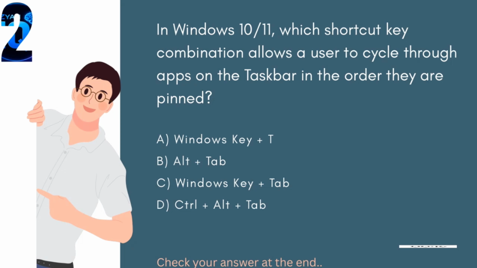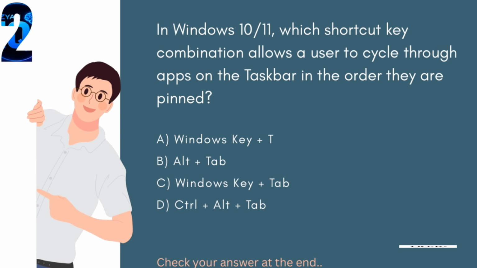Now, let's look at how you can quickly switch between your open apps using keyboard shortcuts. The question here is, in Windows 10 and 11, which shortcut allows you to cycle through your apps on the taskbar in the order they are pinned? First, option A, Windows key plus T. This actually highlights the first pinned app on your taskbar, and pressing it repeatedly moves the focus through the apps in order. It's a handy way to navigate quickly without reaching for your mouse.